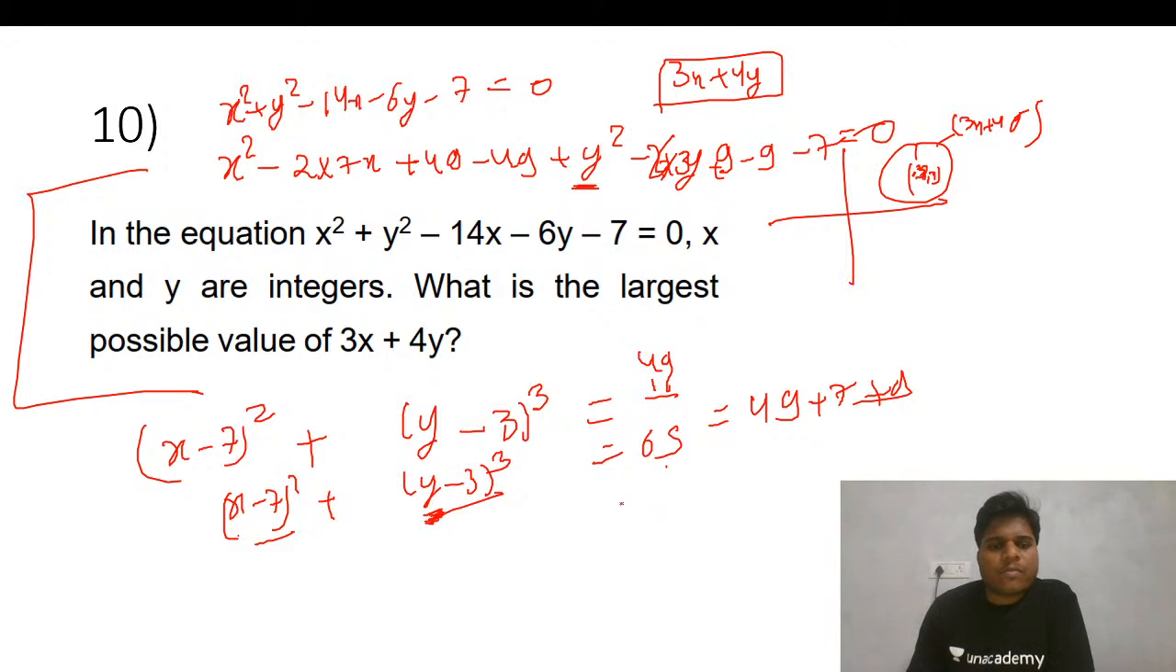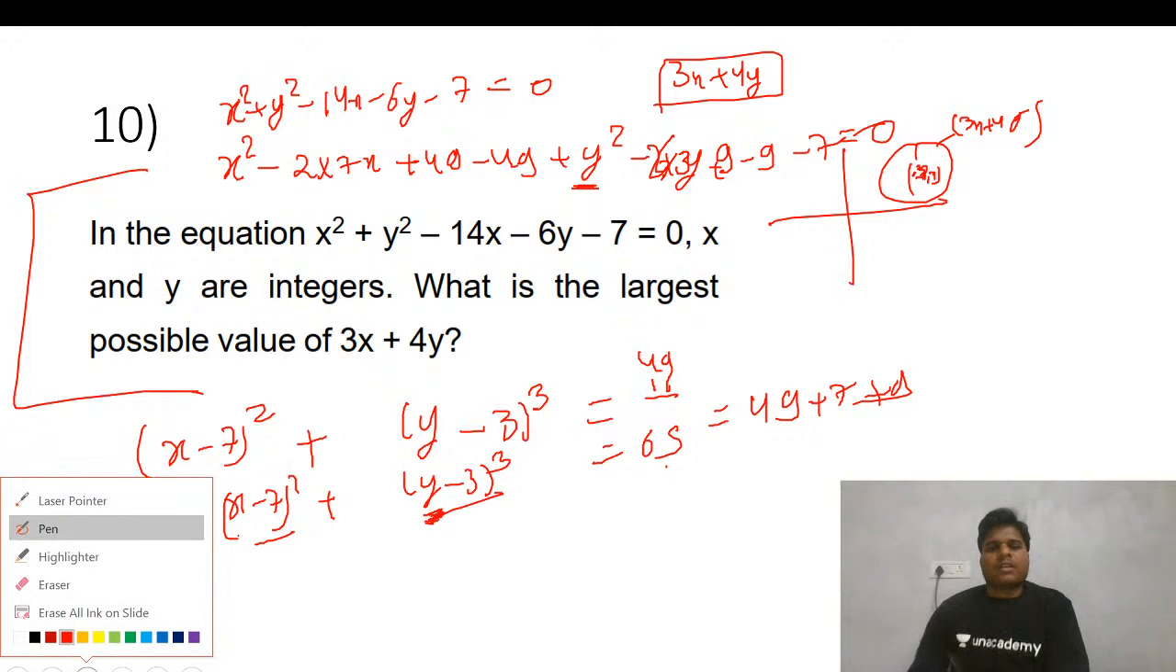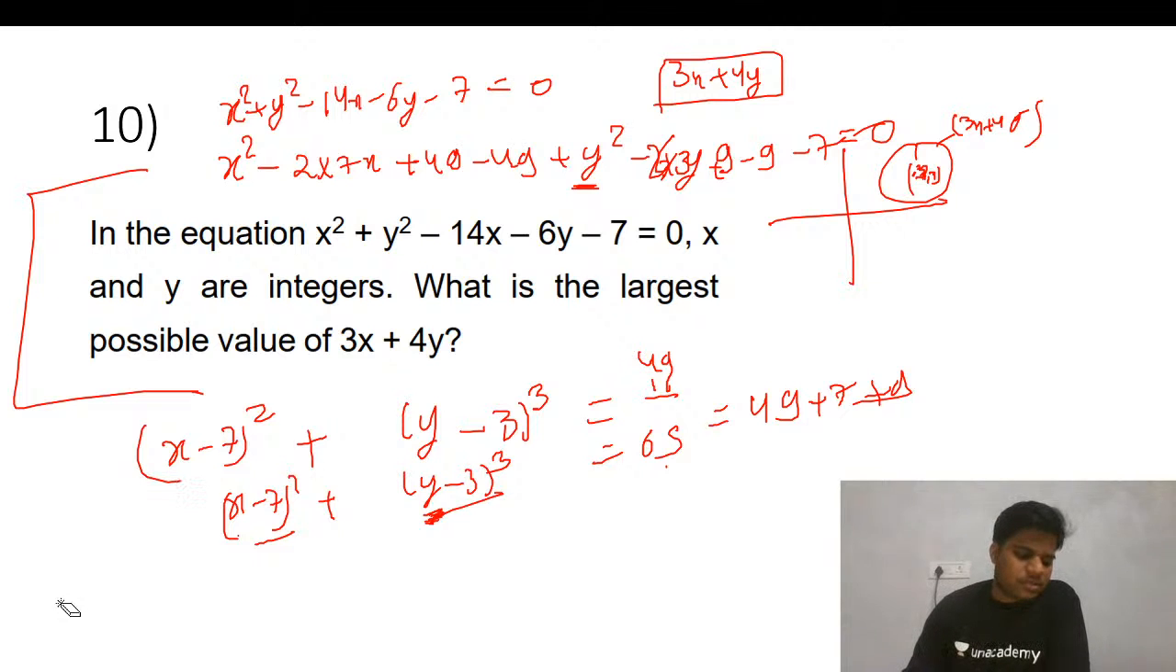63, no, 2x 3y. Quickly just let me know what you have done. Any other way? x and y are integers. What is the largest possible value of 3x plus y? So I think this way.